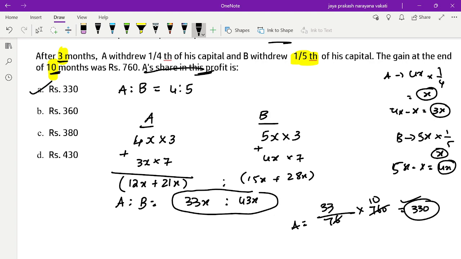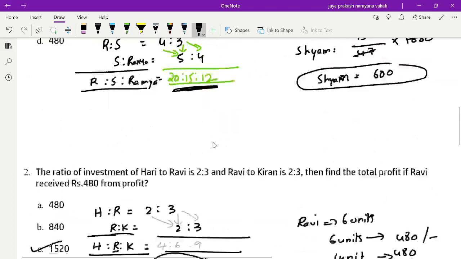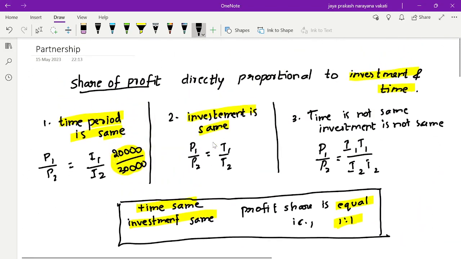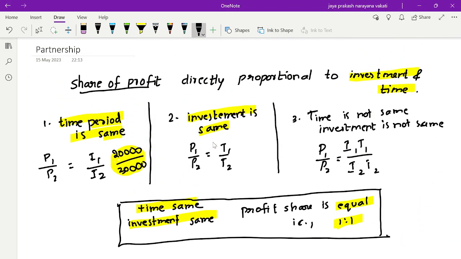Hope you understood the problems in partnership. So take a screenshot of the first few things, guys. This is almost the most important part that is required to solve the problems in partnerships.